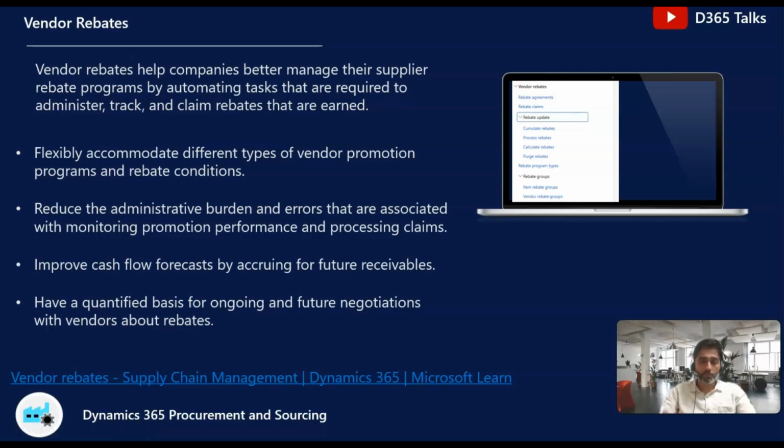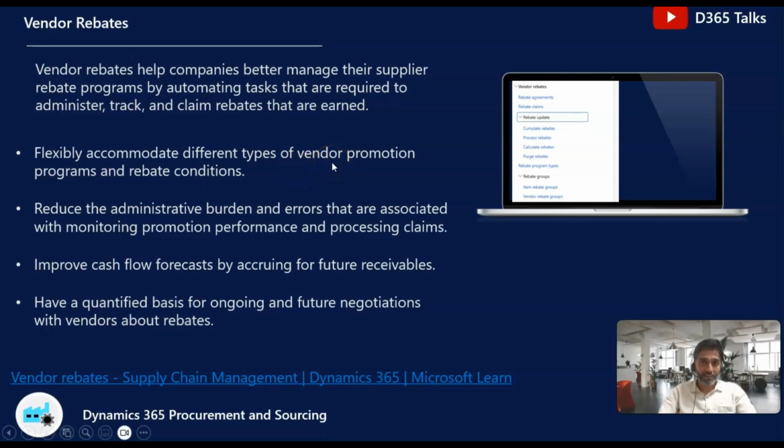In some organizations, these are referred to as turnover discounts, where the vendor offers an additional discount on achieving some predefined targets. So these are called vendor rebates. Most importantly, when we use this functionality in Dynamics 365, it helps you flexibly accommodate different types of vendor promotion programs. Vendors can run a seasonal promotion program, or if they come up with a new product whose sales they want to promote, they can run such a promotion.